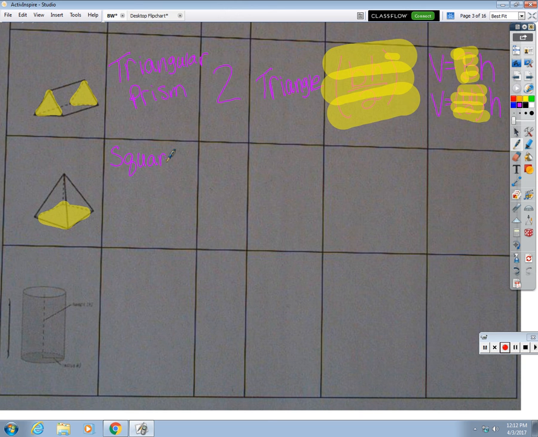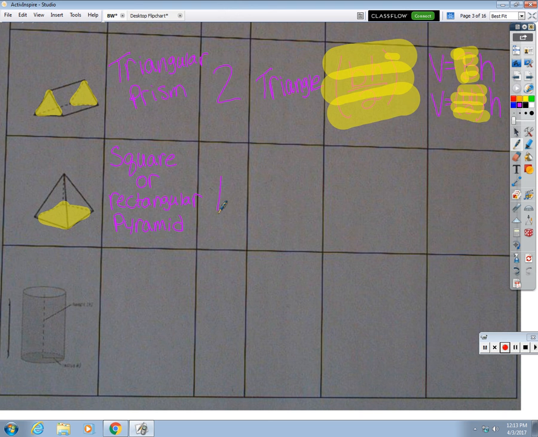Okay, very good. Square or rectangular pyramid. We don't know if this one's a square or a rectangle because we don't have any measurements. But it doesn't matter because we're going to solve for a square pyramid the same way that we would find the volume of a rectangular pyramid. Okay? How many bases does this pyramid have?